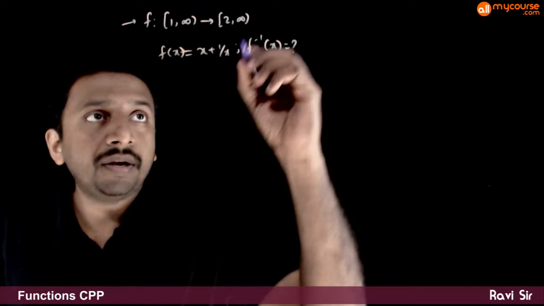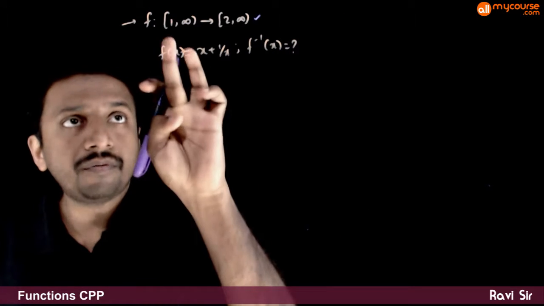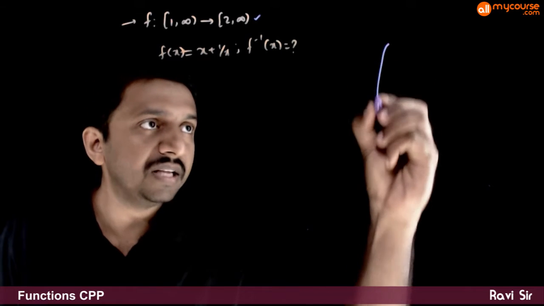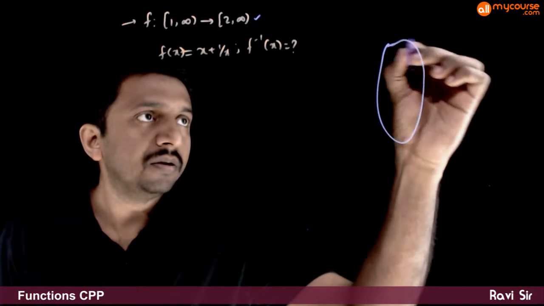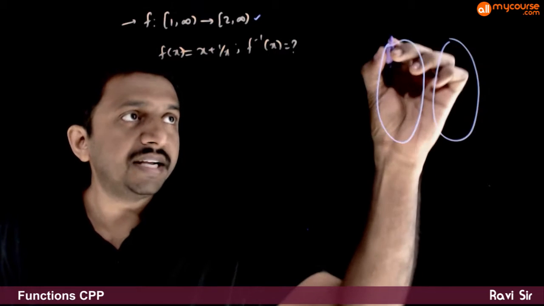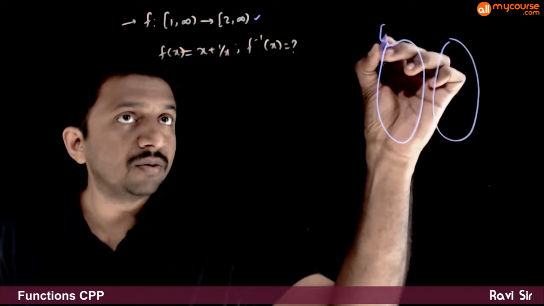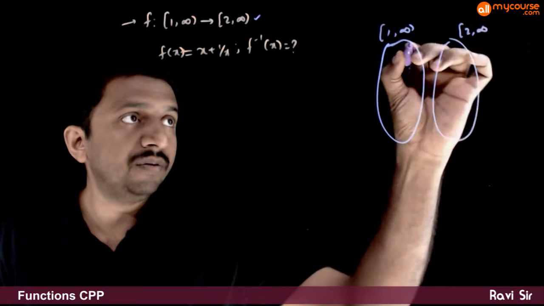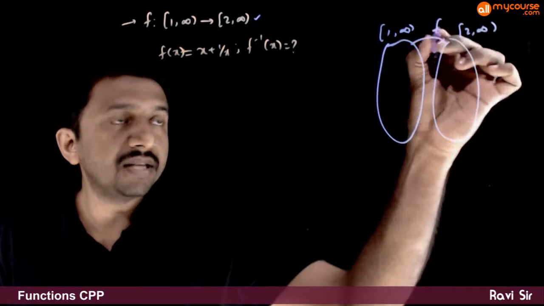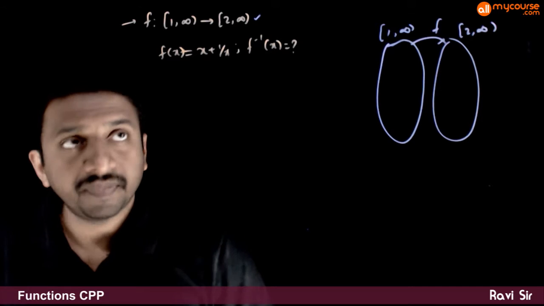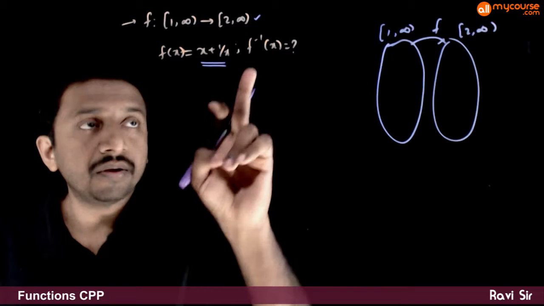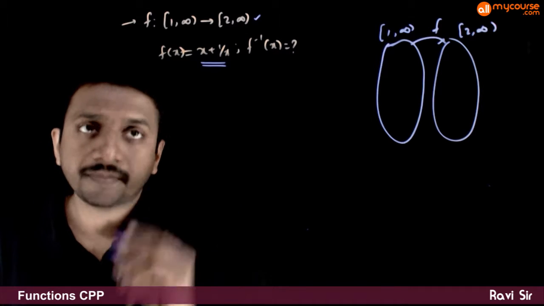In this question, you're given that f is a function going from (1, infinity) to (2, infinity). The first set has elements going from 1 to infinity, and the second set has elements going from 2 to infinity, and f is a function from this set to this set. And f(x) is defined as x plus 1 by x. You're asked to find f inverse of x.